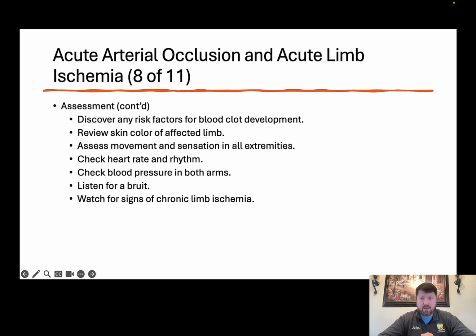Feel the brachial, radial, femoral, posterior tibial, and dorsalis pedis arteries in pairs. Notice any differences between the two. The peripheral pulses may be absent or diminished in the affected limb. Assess movement and sensation in all extremities. Check the heart rate and rhythm. Check the patient's blood pressure in both arms. Listen for a bruit over the affected vessel or vessels, and watch for signs of chronic limb ischemia, which may be present if the patient has had symptoms of peripheral arterial disease for some time.